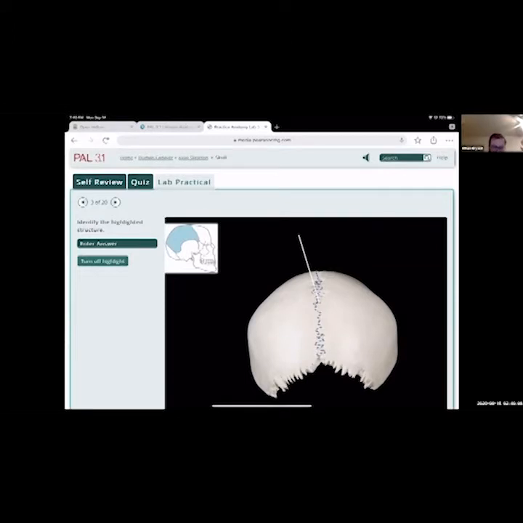Coronal or the sagittal? Is that the coronal or sagittal suture? That's a sagittal suture. I think you said coronal. Oh, no. Okay. The sagittal suture runs between the parietal bones. Coronal runs between the frontal and the parietal bones. Yeah, that's the sagittal suture. I think of it as where a saddle would go. There you go, that's perfect. It's a good analogy.